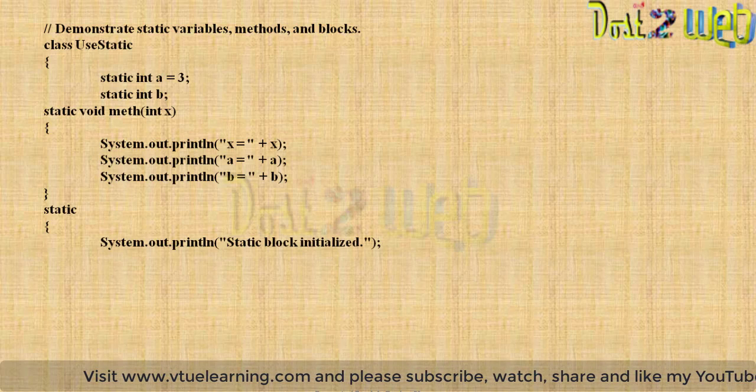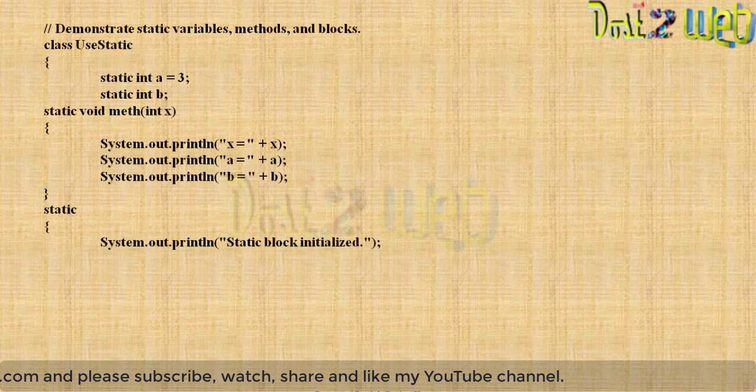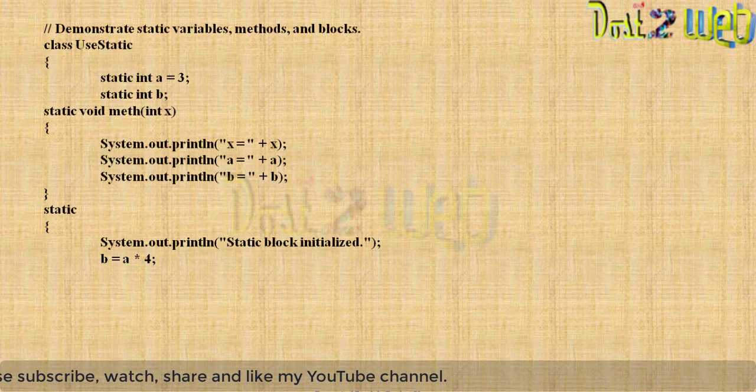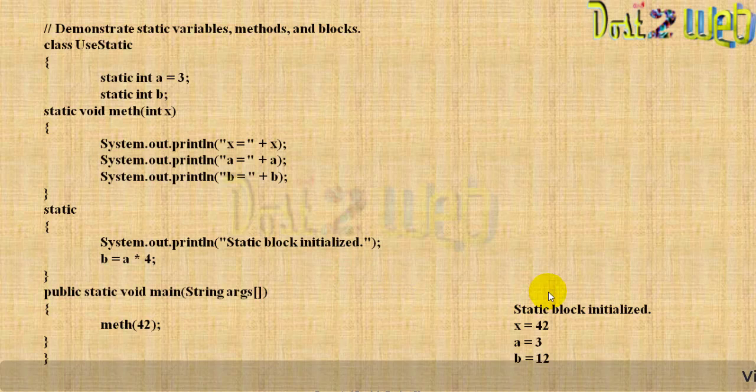Next we print static block initialized. Now b is equal to a into 4. Close it, come to the main method and call the method meth. I pass the parameter 42. That's all. Let's execute and see the result. What output are you going to get? You will get x is equal to 42, a is equal to 3, b is equal to 12.